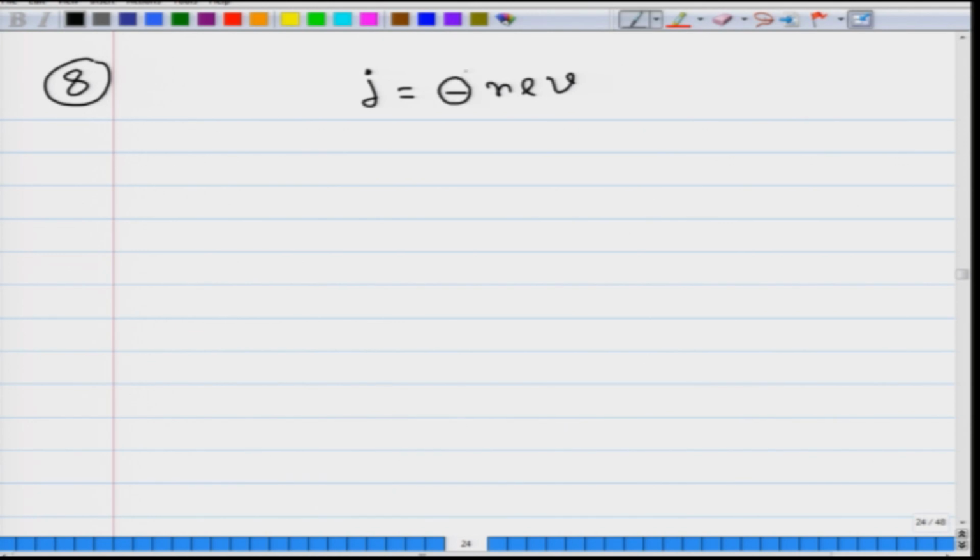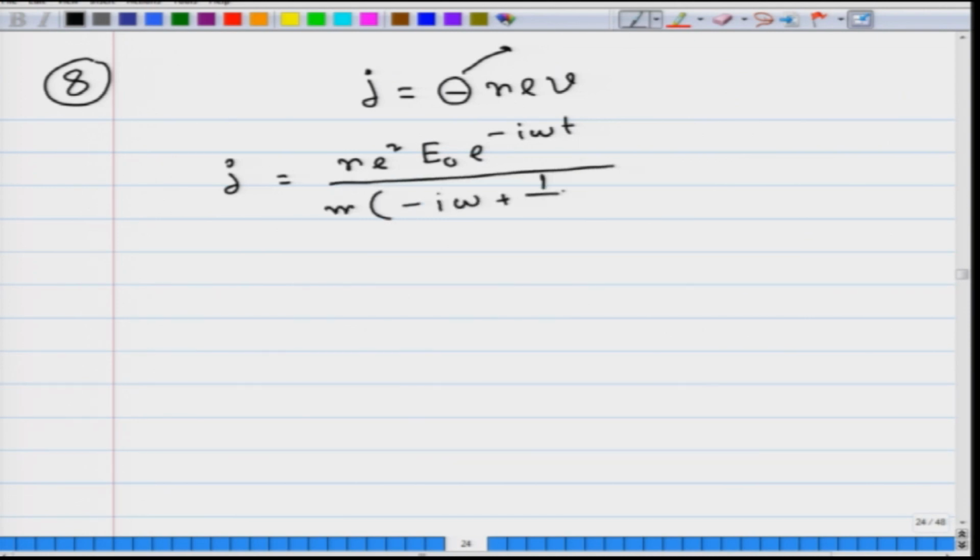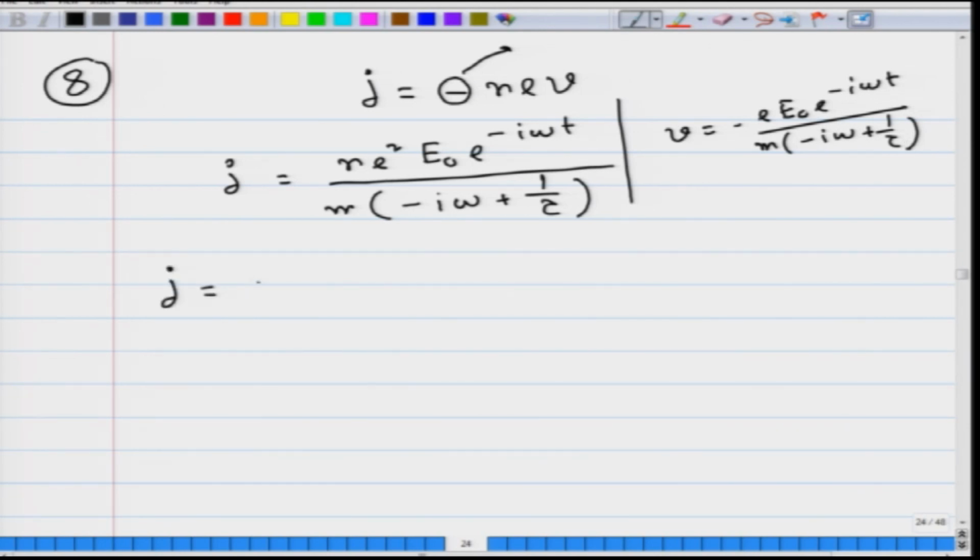We can take in this minus sign due to electrons, and so J will be n square E naught e to the power minus I omega t by m minus I omega 1 by tau, and this comes just from the previous expression. For the previous problem we got V equals minus E naught e to the power minus I omega t by m minus I omega 1 by tau. So we got this here, and we know now that J, the current density, is electrical conductivity into the electric field. So we put the values here and here.